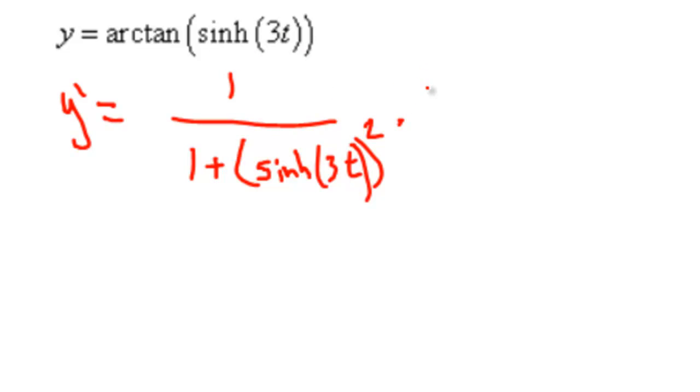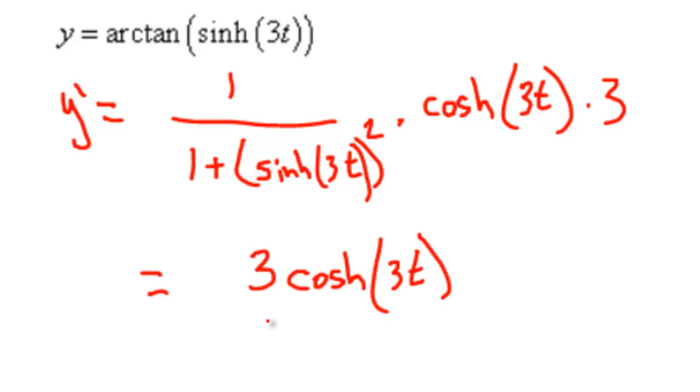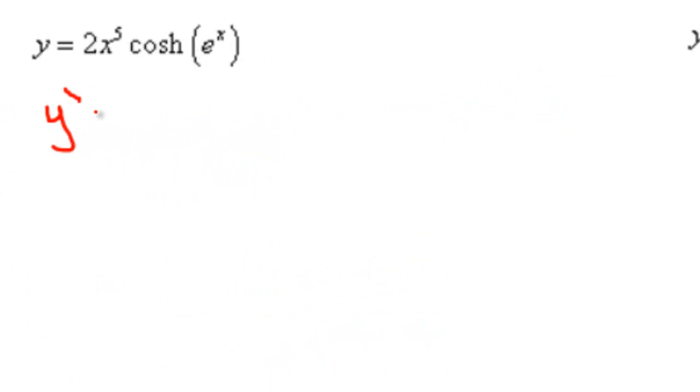So the derivative of hyperbolic sine is hyperbolic cosine. Argument stays the same. Times the derivative of that part there, that didn't change. So the derivative of 3t is 3. And we write it a little neater. 3 hyperbolic cosine of 3t all over 1 plus hyperbolic sine squared of 3t. So keep in mind for these examples, we're just changing one piece at a time, remembering the chain rule. One thing changes, other things stay the same.